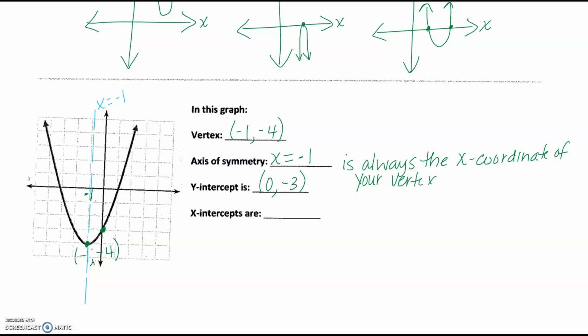There are 2 x-intercepts. It's crossing the x-axis here, and it's crossing the x-axis there. So let's do the one to the right first. That would be 1 on the x, 0 on the y. We'll do the other one, 1, 2, -3. So this is going to be (-3, 0). Okay? So far, so good.